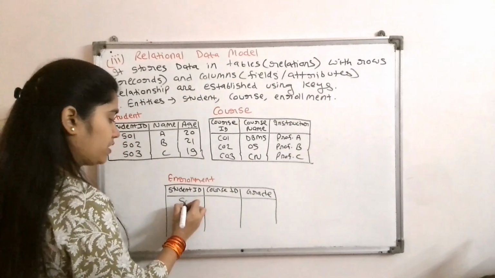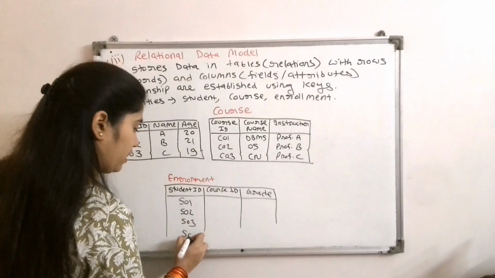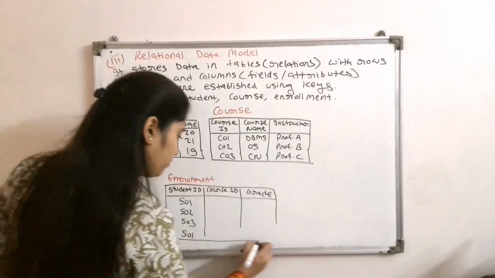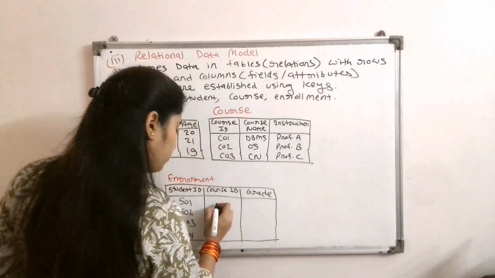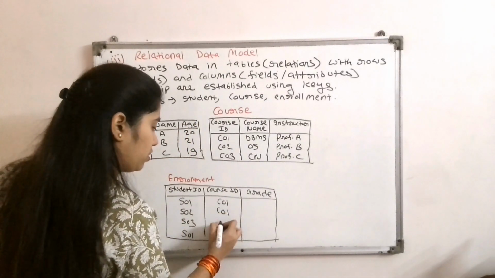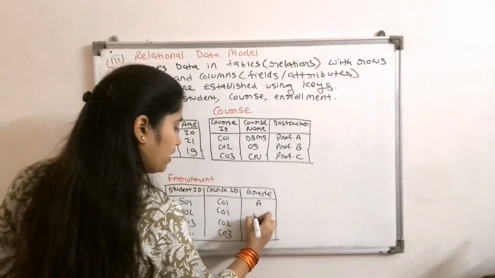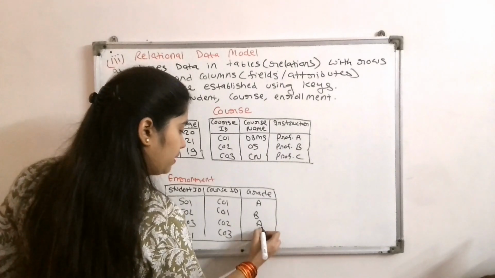Student ID, suppose we have S01, S02, S03, and again S01. And suppose in course ID we have C01, C01, C02, and C03. And in grade, suppose A, B, A, B.